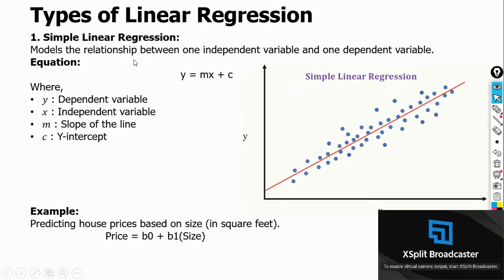Now, let us understand the types of linear regression. Under regression, we have multiple types, and one of them is linear regression. Linear regression is classified into two types, friends. The first type is called simple linear regression, and the second type is called multiple linear regression.